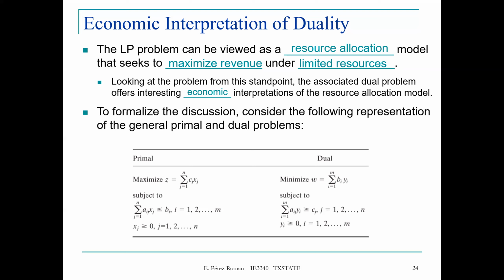Another thing that you can notice is the coefficient bi, which is typically the capacity limitation for an operation in the primal. So bi shows up in the right-hand side of the constraint, whereas in the dual, that capacity limitation shows up in the objective function. So as mentioned in this slide, the dual provides some interesting economic interpretations of that resource allocation model given by the primal linear programming model.